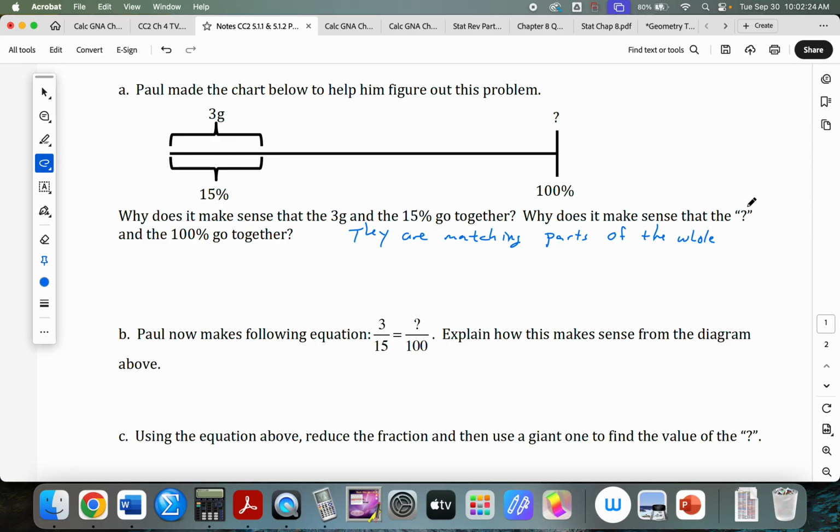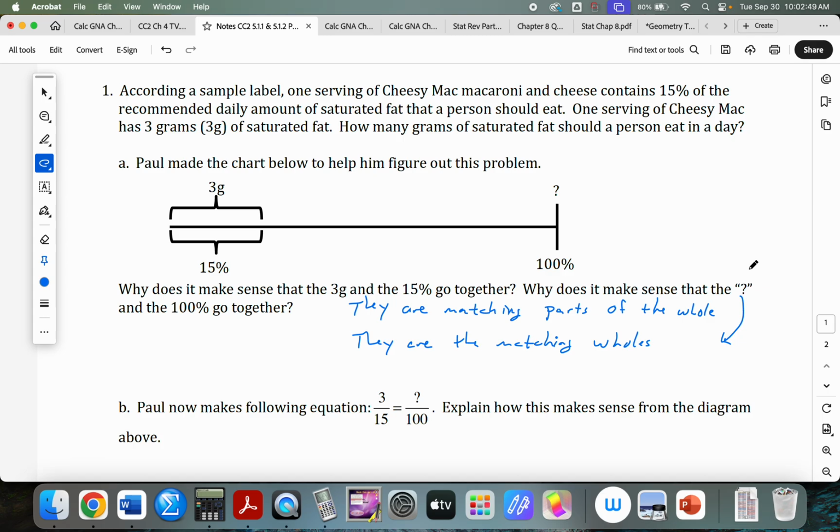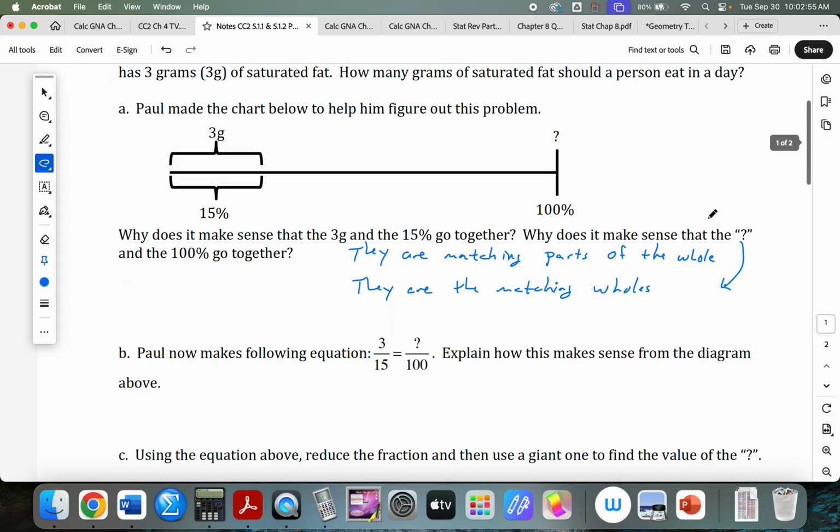Why does it make sense that the question mark and the 100% go together? Well, because they are the matching wholes. 100% is the whole thing. And we want to find out, well, how much should they eat in a day? In a whole day? What is the recommended amount of saturated fat?